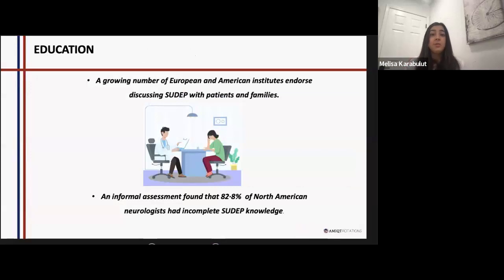So the dissociation between patients' and parents' desires and neurologists' actions partly results from neurologists' fear that discussing SUDEP will cause anxiety but not improve outcomes. Professional societies such as the United Kingdom National Institute for Clinical Excellence and the Scottish Intercollegiate Guidelines Network recommend discussing SUDEP with patients after initial diagnosis.